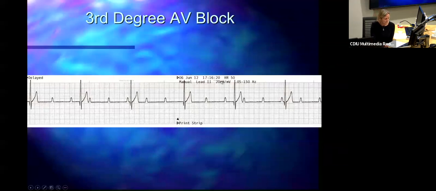And so step 1, more P's than R's. We have that, 70 P's, 30 R's. Step 2, is the R to R regular or irregular? Well, our R to R is very regular. So if your R to R is very regular, let's drop down to third degree heart block first and see if it's that. And if not, we can come back up to second degree heart block, classical or Mobitz 2 type.